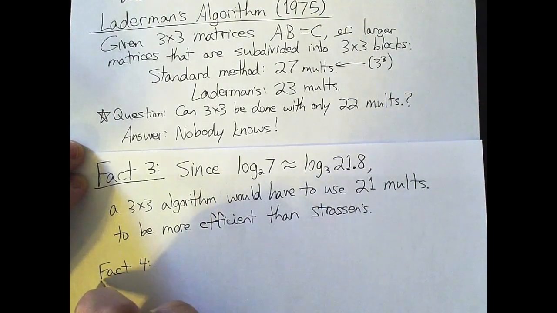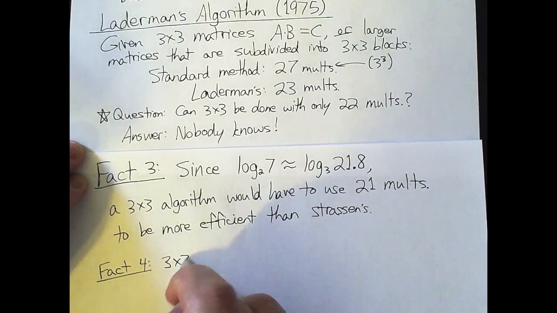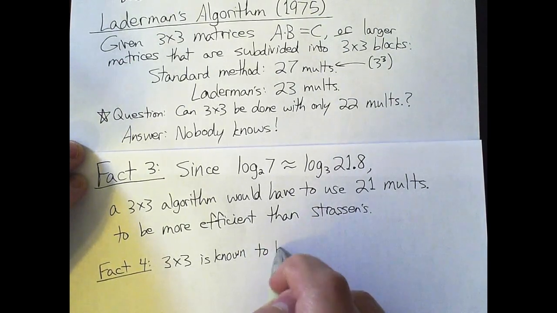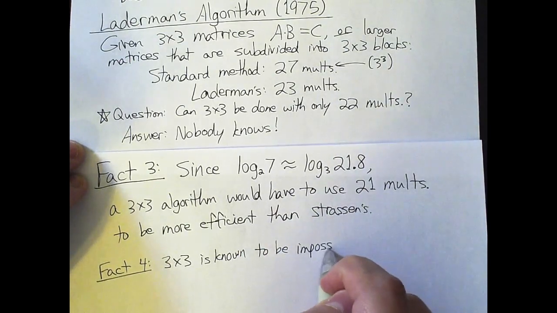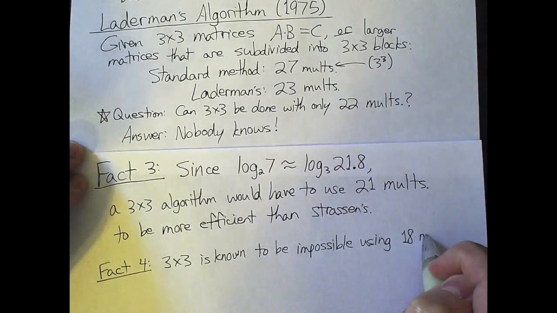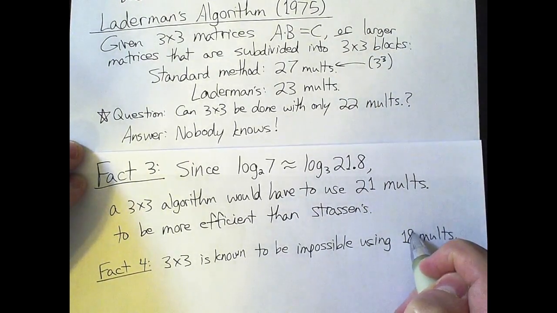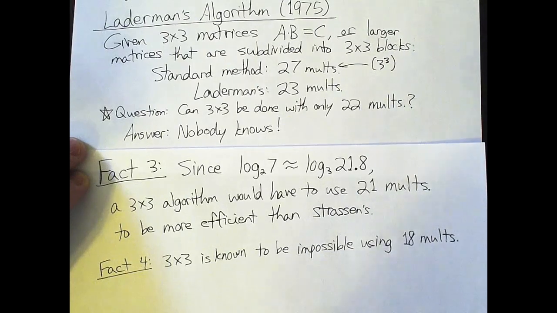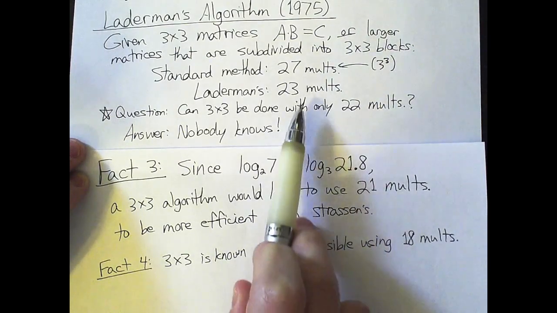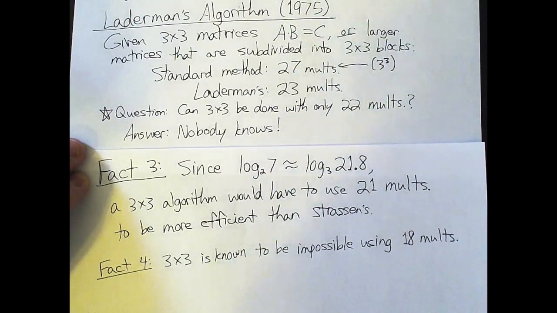Fact number 4, the 3x3 case is known to be impossible using 18 multiplications. So there's still a lot of room there, right? I mean, the true lowest number of multiplications for the 3x3 case is somewhere between 19 and 23. But nobody knows for sure which thing it is.